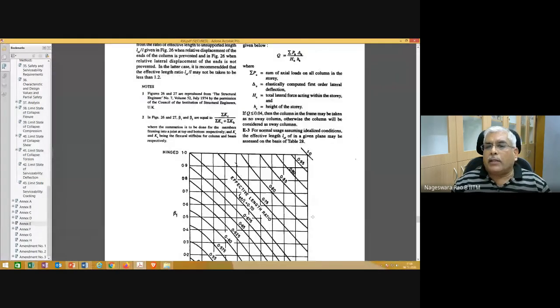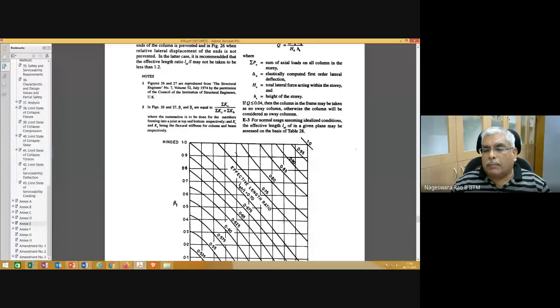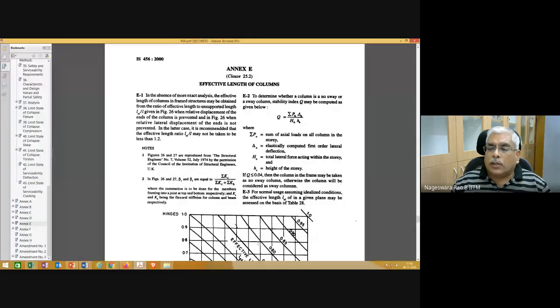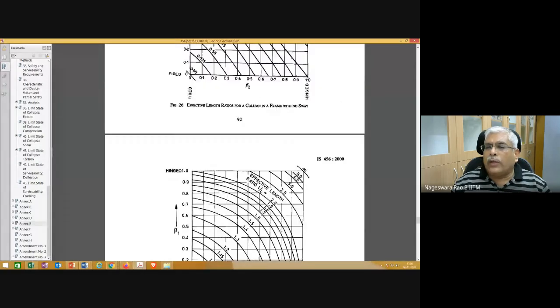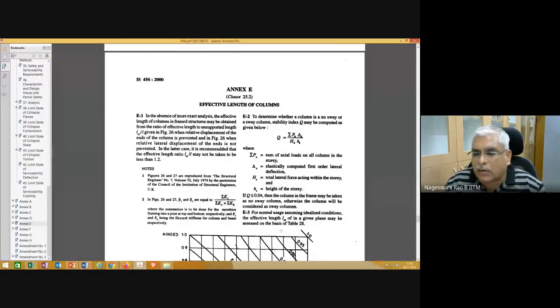Okay. And this is how you need to read beta 1, beta 2 using figures 26 and 27. Figure 26 is for a no sway column and figure 27 is for a sway column. How do we classify this? How do we say whether a column is a sway column or a non-sway column? To determine whether a column is no sway or sway, a stability index is given by the code. If the stability index is less than 0.04, the column in the frame may be taken as a no sway column, otherwise the column will be considered a sway column.